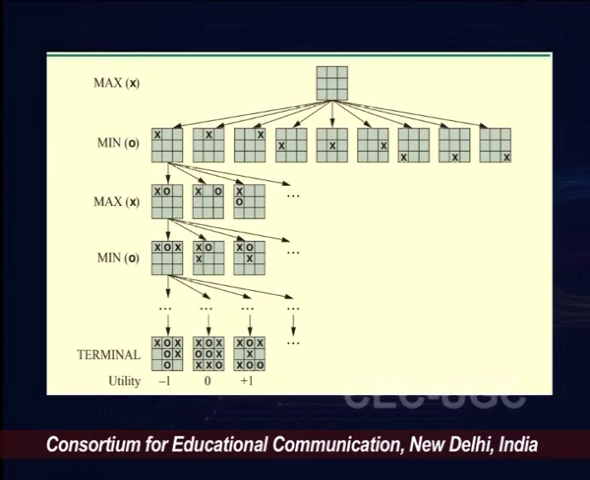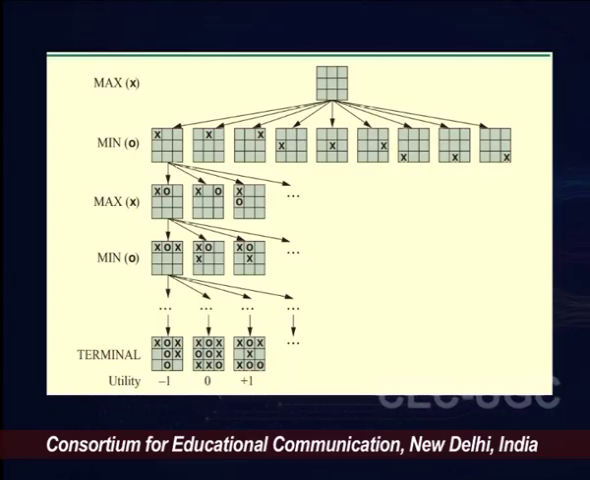Now the number on each leaf node indicates the utility value of the terminal state from the point of view of max. High values are obviously good for max but bad for min, and that is why these players are named max and min rather than A and B. So here you can see a game tree which is representing the game noughts and crosses, tic-tac-toe more formally.